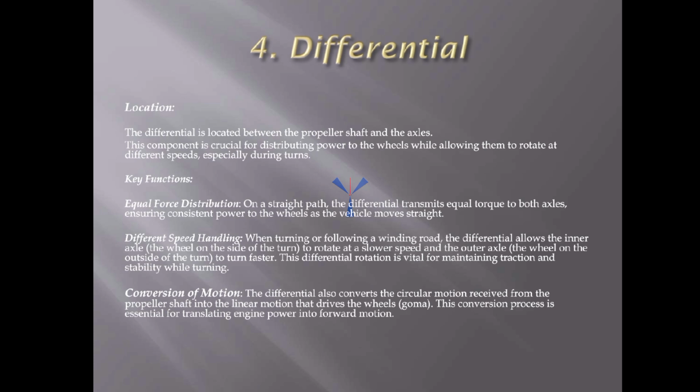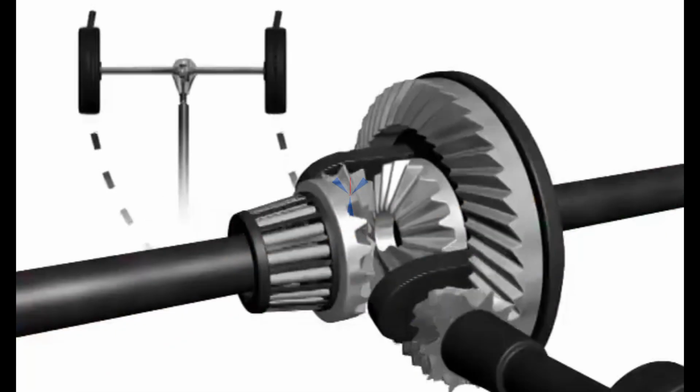The third key function of the differential is conversion of motion. The differential also converts the circular motion received from the propeller shaft into the linear motion that drives the wheel. This conversion process is essential for translating engine power into forward motion.